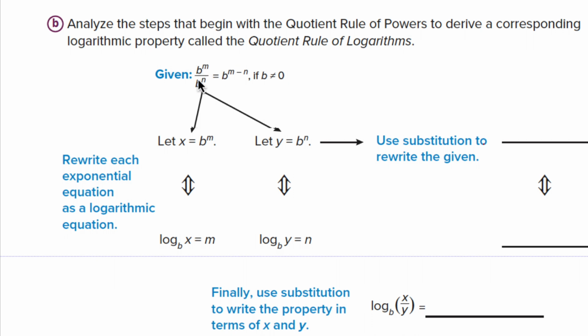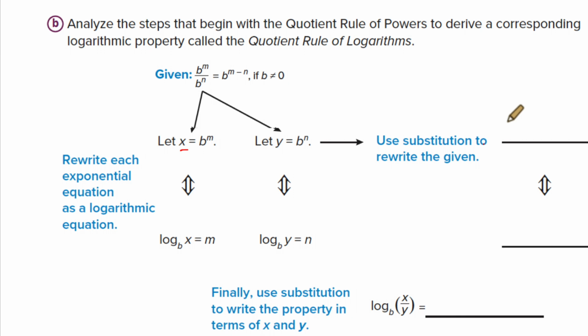We're going to start in a similar way here. We have b to the m divided by b to the n, and that equals b to the m minus n. And we do have to put b can't equal 0 here because you can't have a 0 in the denominator. We already know that. Can't divide by 0. So we're going to start this one very much like we started the other one. We're going to take the numerator and let that equal x. We're going to put an x in the top and a y in the bottom.